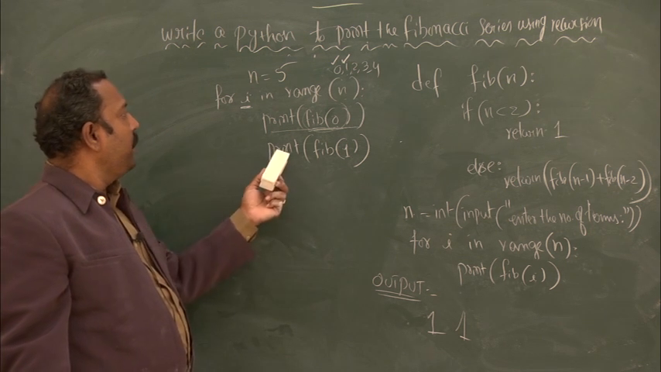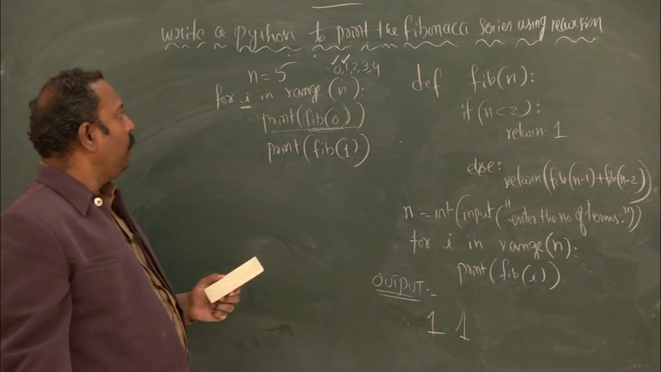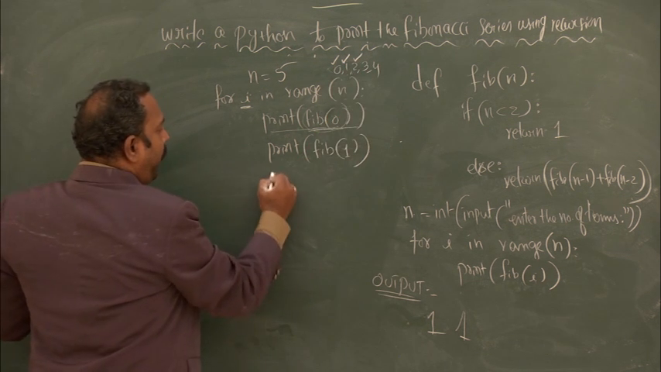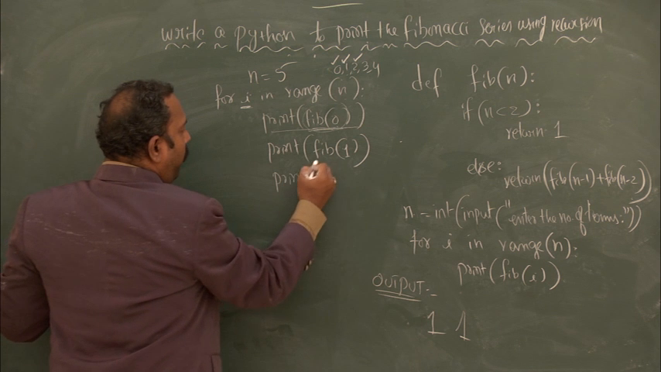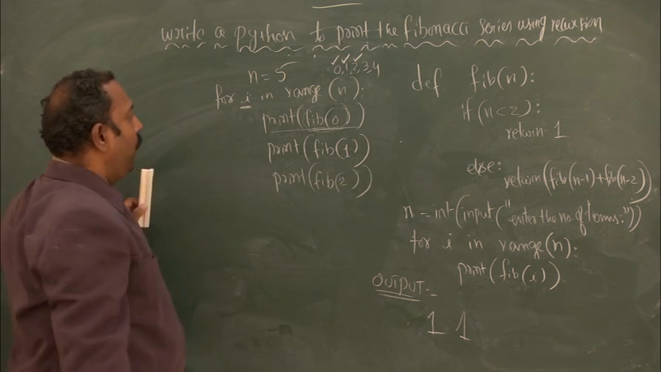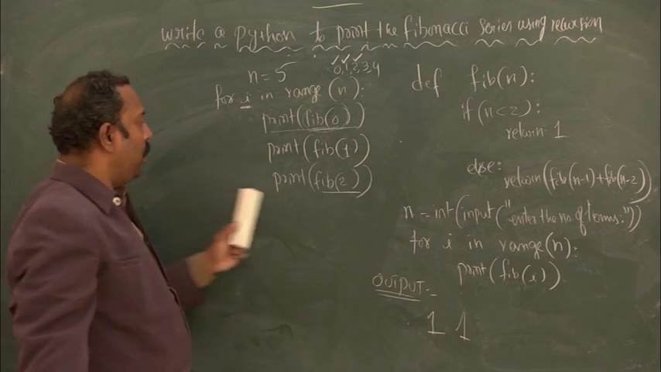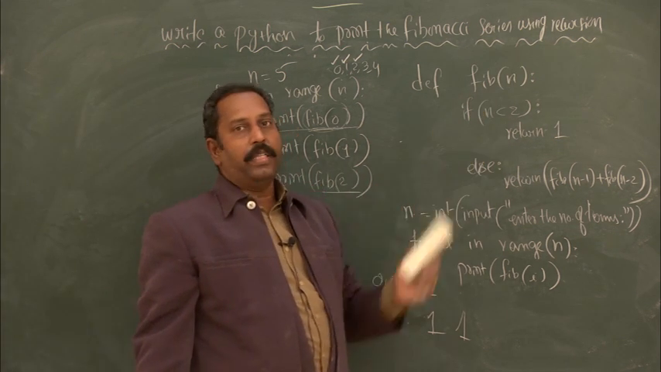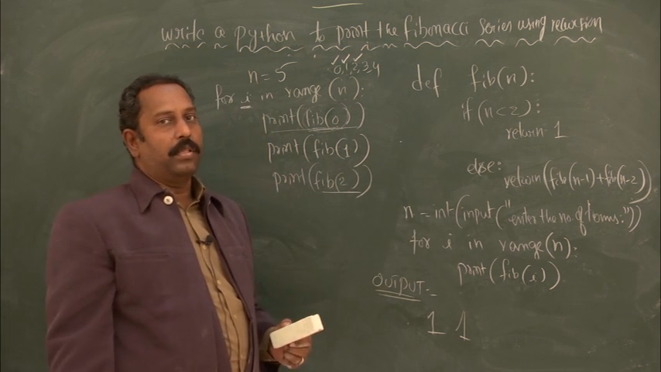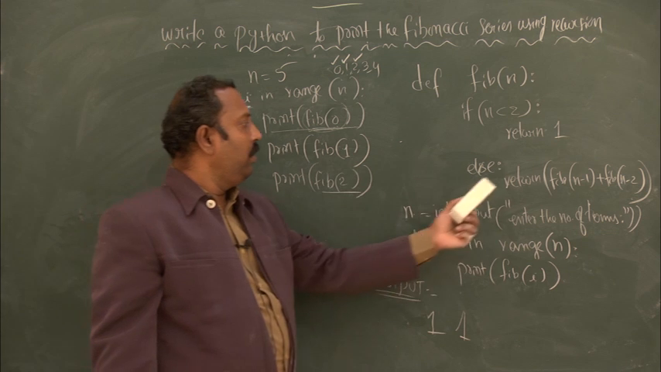Now i gets value 2. So print fib of 2. For fib of 2, the control will go here, so n gets value 2. 2 less than 2, the condition is false.